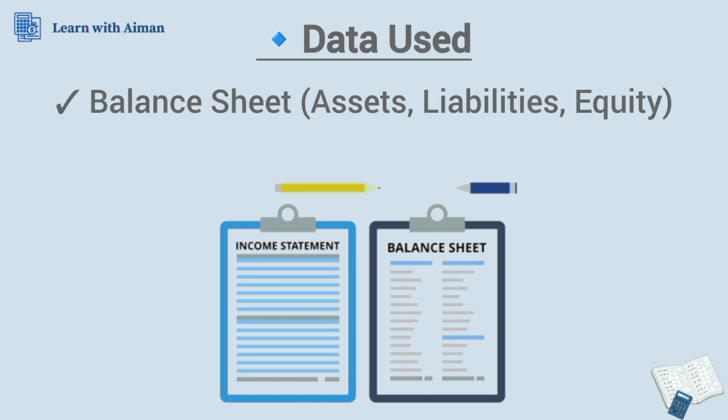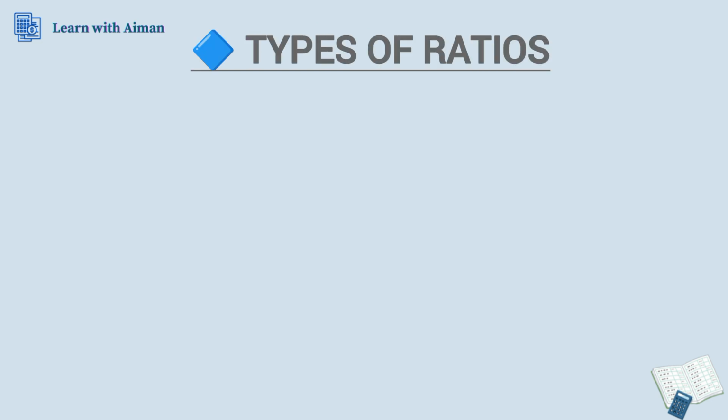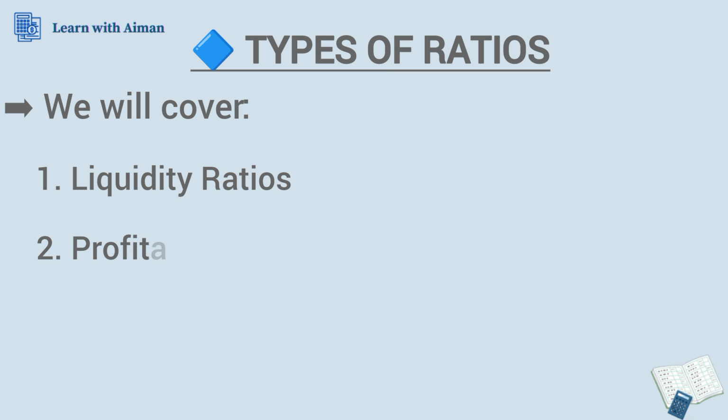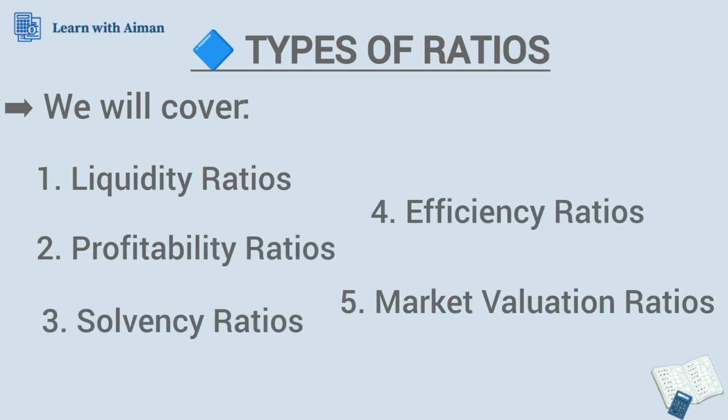Ratio analysis data is drawn from our balance sheet for assets, liabilities, and equity, and from our income statement for our revenues, expenses, and profit. So, types of ratios. In this video, we will cover liquidity ratios, profitability ratios, solvency ratios, efficiency ratios, and market value ratios. So let's study each one by one.